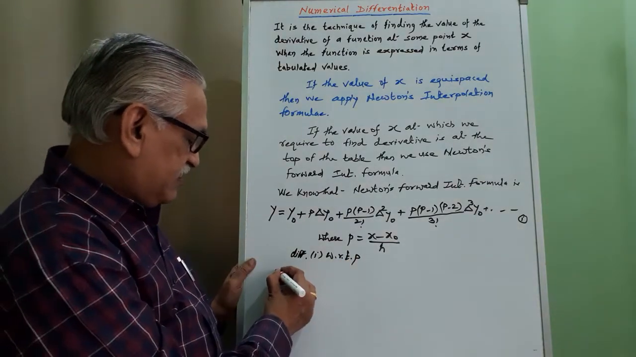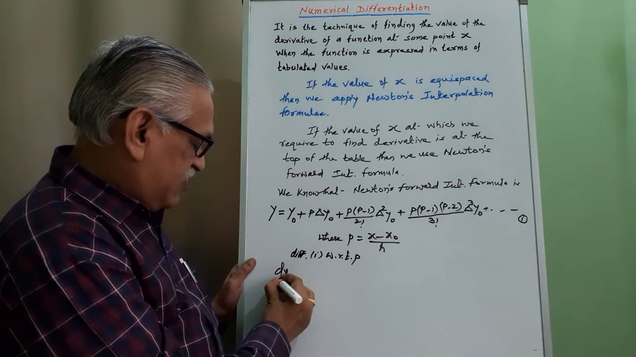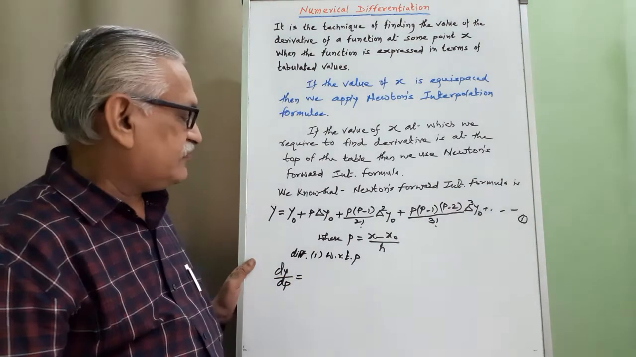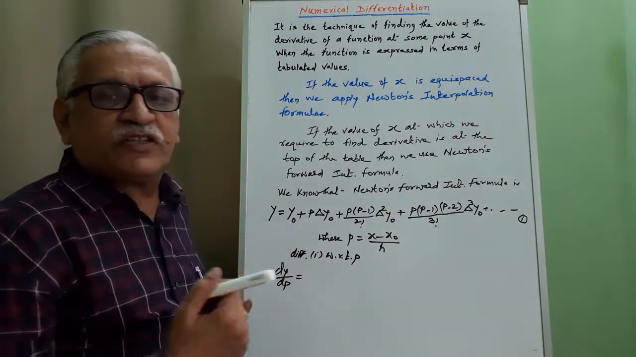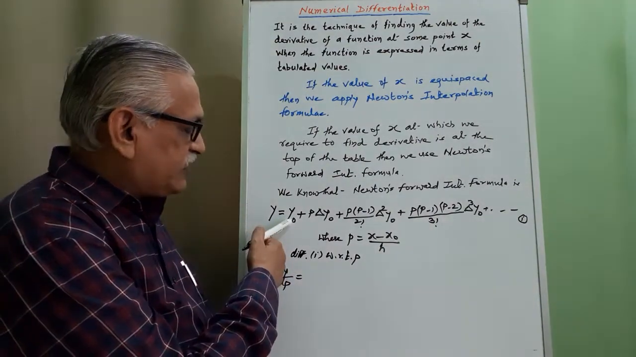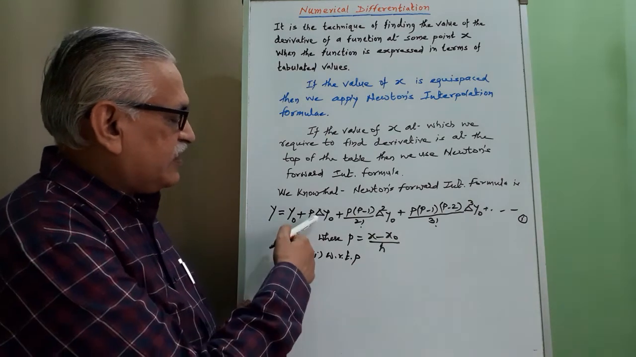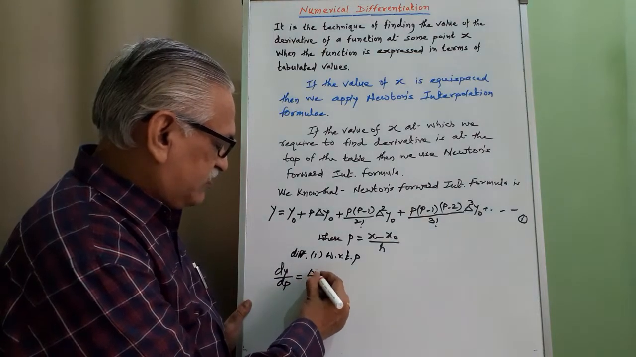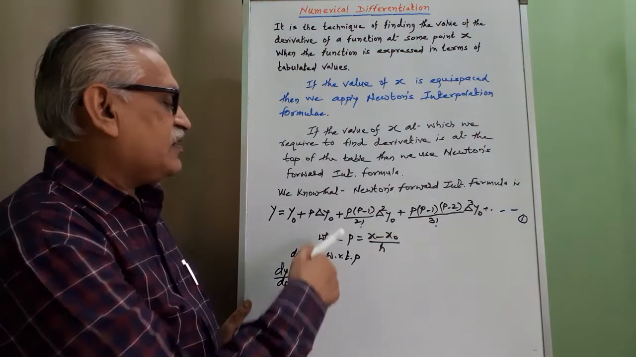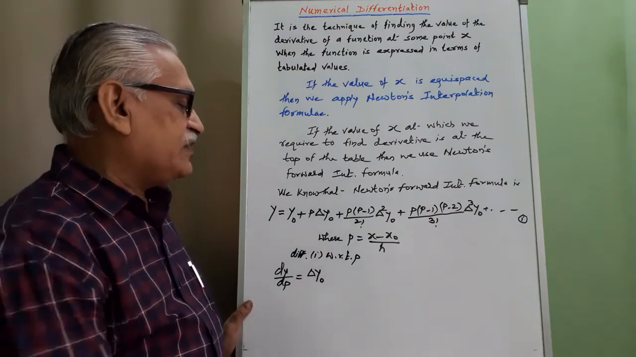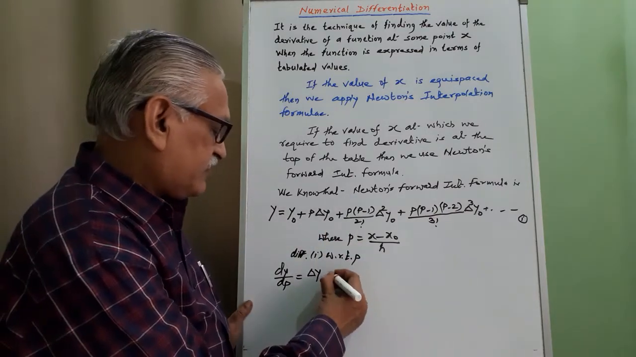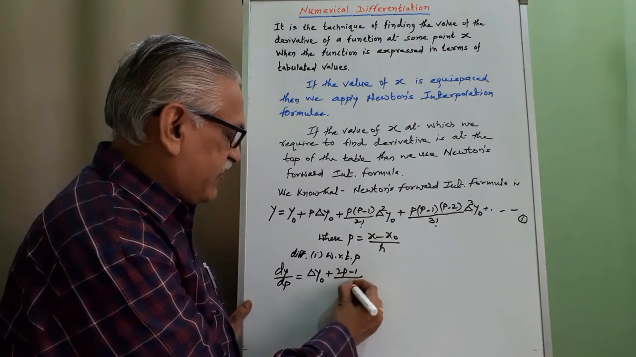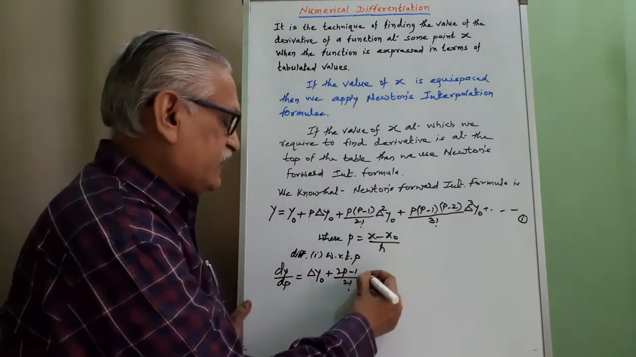Therefore, we get dy by dp as the differentiation of y0 with respect to p. It is a constant with respect to p, therefore its derivative is 0. Differentiation of the second term with respect to p is delta y0. This one is p square minus p. Its differentiation is (2p minus 1) divided by 2 factorial into del square y0.